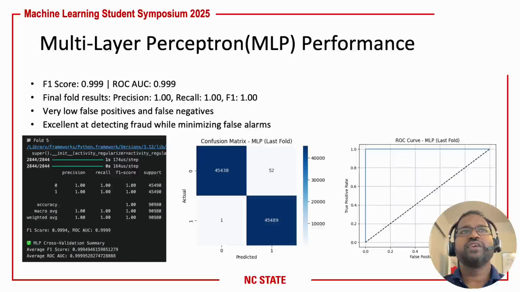In fraud detection, this level of performance is critical because even a few false positives can cause customer dissatisfaction and distrust in the system. The MLP's consistency and speed make it a viable option for real-world fraud detection pipelines.